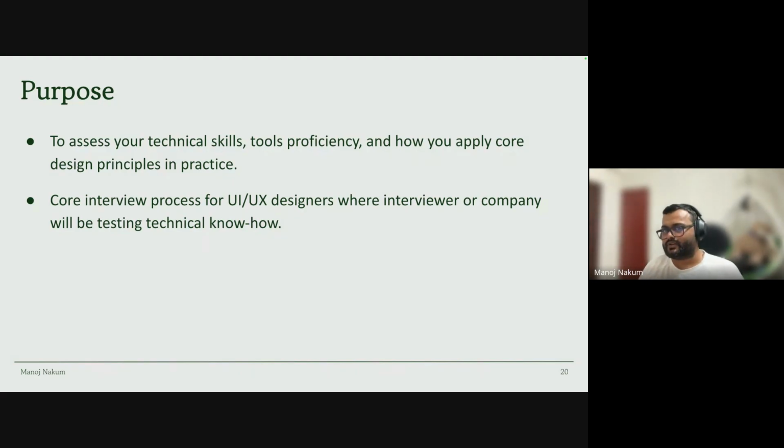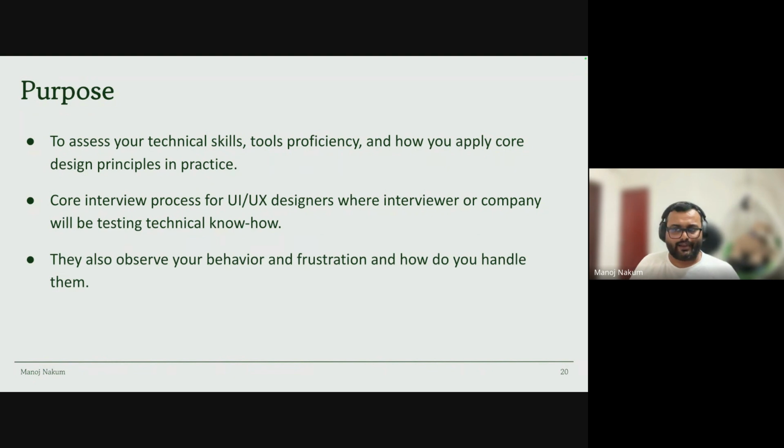That's why the technical round is there. Mostly it is in a UI designer's job, but as a UI UX designer, you also need to know about these kinds of tools. And again, it goes without saying that in each and every round, they will check your behavior and facial expression.